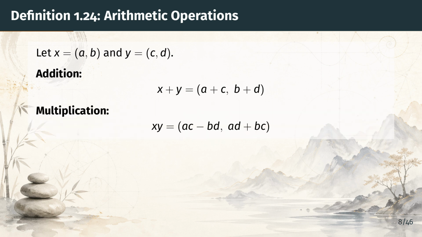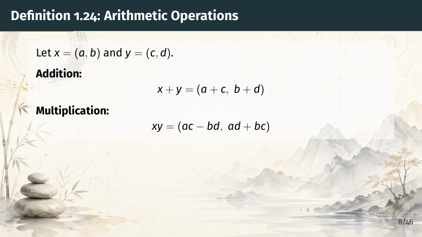Multiplication is more interesting. The formula may look strange at first, but there is a natural motivation. It is exactly what you get if you formally expand the product using the rule that i squared equals -1. Of course, we haven't introduced i yet. That comes later. For now, this is just a definition, and its justification will become clear shortly.